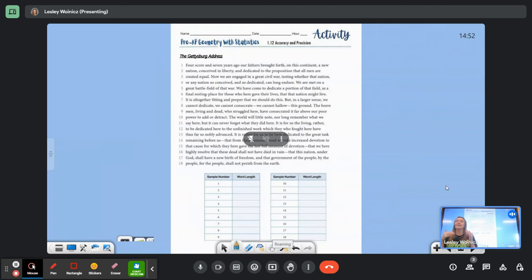If we're going to find the actual average length of the words in the Gettysburg Address, but we're not actually going to make a list of every single word and how long it is, okay? We're going to do it by sampling. You can see that each line is marked with a number. There are 18 lines, okay?